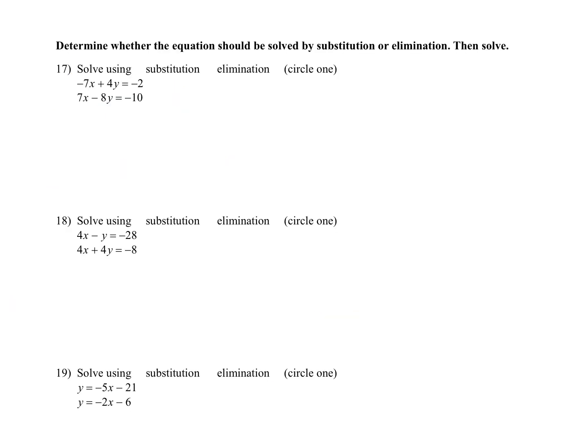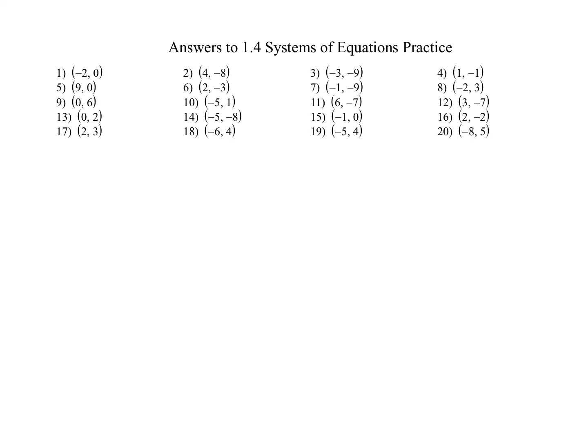So we have reviewed the 4 different kinds of ways we can solve systems of equations. 2 options for substitution, 2 options for elimination, depending on what you're given. The last page, you need to determine whether or not you're using substitution or elimination. And then finally, at the end, you have the answers so that you can check your work. We will go over some of these problems together on Monday, and then we will continue finishing our elimination notes.